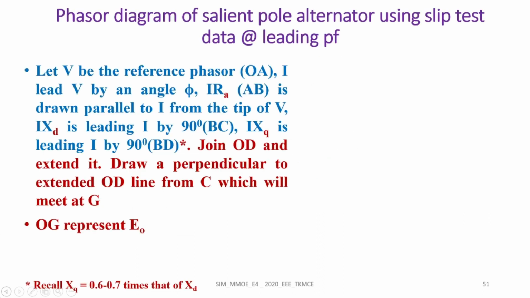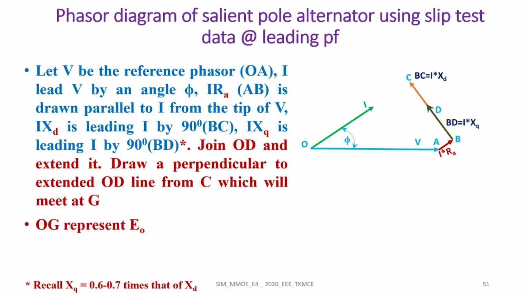Now let's consider the phasor diagram of salient pole alternator using slip test data at leading power factor case. Let V be the reference and armature current I is leading voltage by power factor angle phi. We need to consider I into RA drop, which is drawn from the tip of V parallel to armature current. Then we need to consider BC phasor, that is I into XD phasor, which is leading armature current by 90 degree. Then we need to consider BD, that is I into XQ drop, which is leading I by 90 degree. The length of BD is around 0.6 to 0.7 times that of BC.